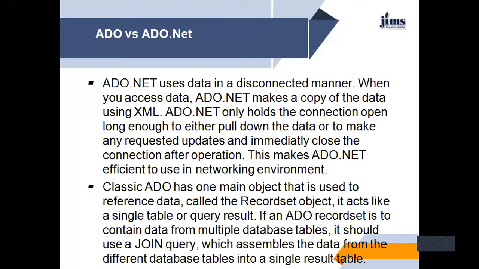Classical ADO has one main object that is used to reference data, called the record set object. It acts like a single table or query result. If an ADO record set is to contain data from multiple database tables, it should use a join query, which assembles the data from the different database tables into a single result table.